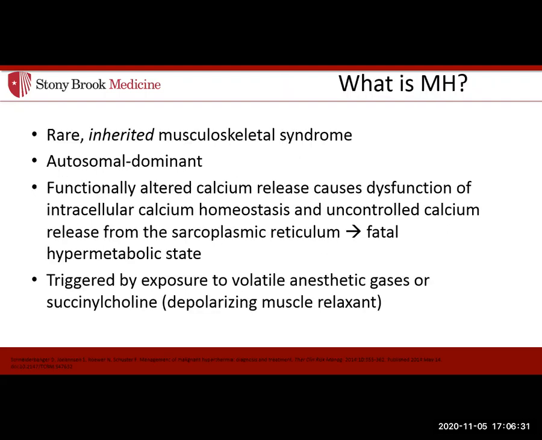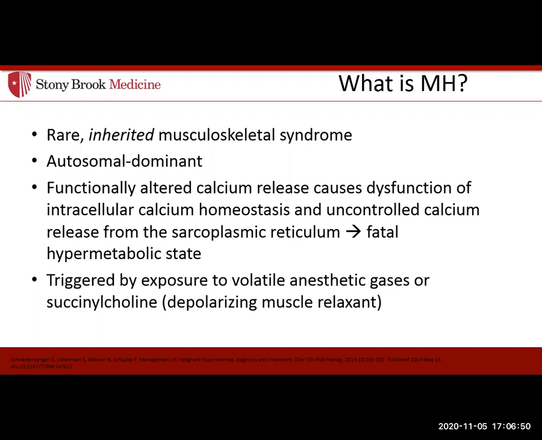So first we're going to start off with what is MH. MH is a rare inherited musculoskeletal syndrome. It's an autosomal dominant disease. So if one of your parents has the abnormal gene that is associated with malignant hyperthermia, the child would have a 50% chance of also having it.